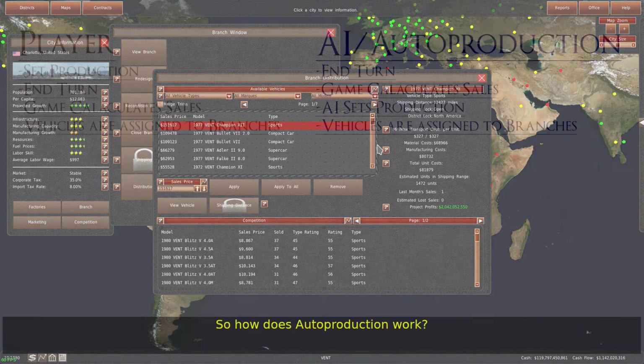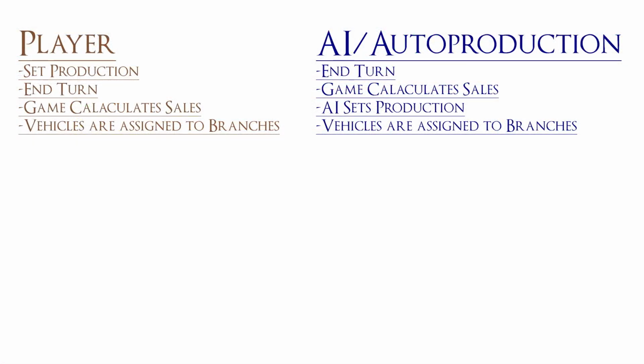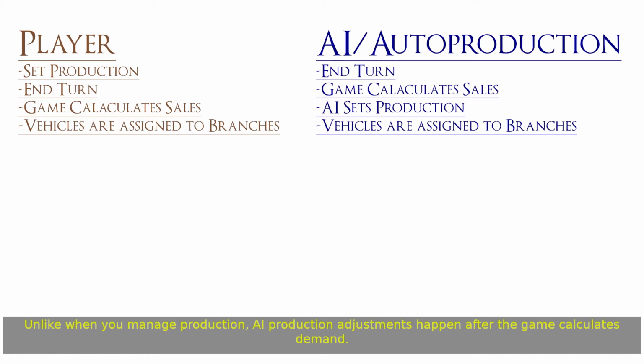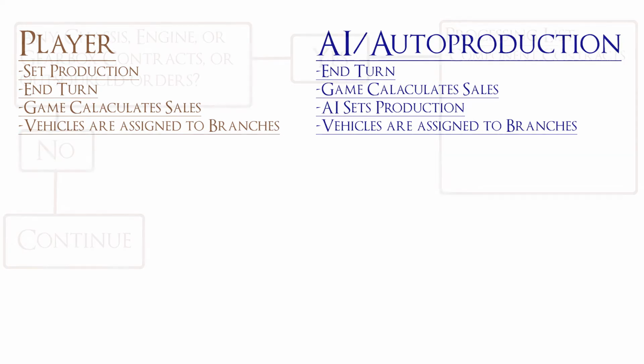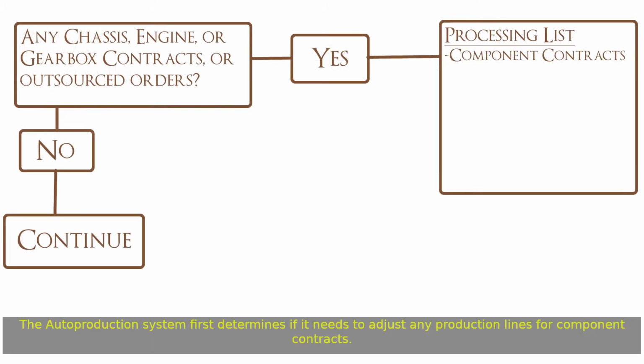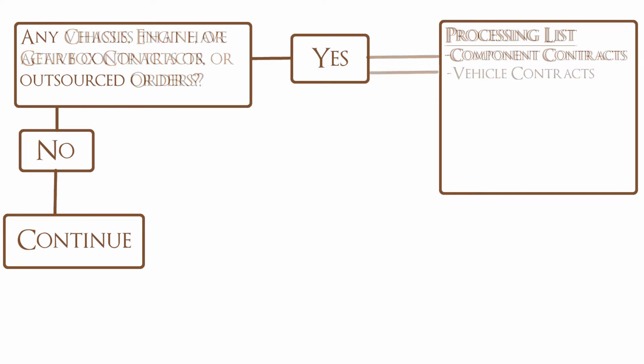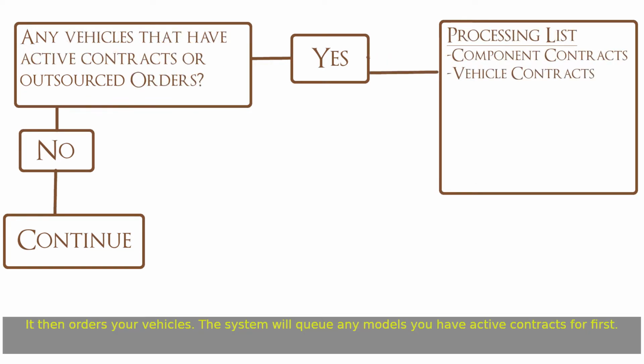So how does auto-production work? Unlike when you manage production, AI production adjustments happen after the game calculates demand. The auto-production system first determines if it needs to adjust any production lines for component contracts. It then orders your vehicles.